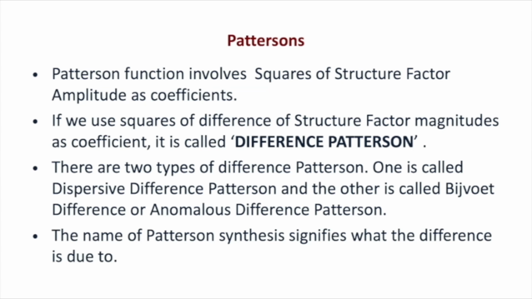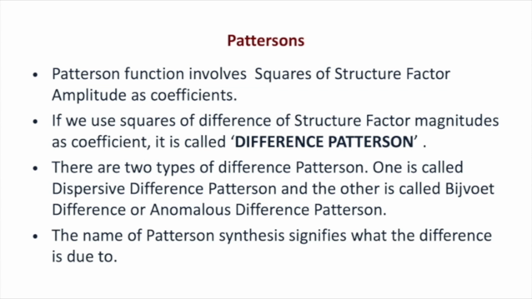Now let us go in detail about Pattersons and what is the relation between this anomalous scattering or Bijvoet difference and the Pattersons. Patterson function involves squares of structure factor amplitudes as a coefficient. If you remember still, Fourier methods involve just modulus of structure factors. Of course, we need phases of structure factors also. Here, Patterson means that modulus square or intensity, which does not require phases, whereas Fourier methods give you atomic position straight away. Patterson will give you only interatomic position, from which you can calculate atomic position.